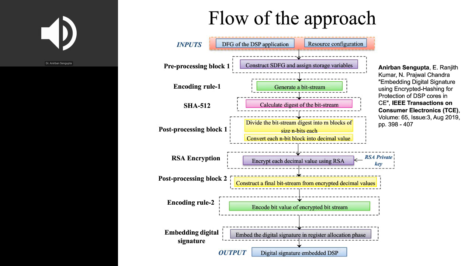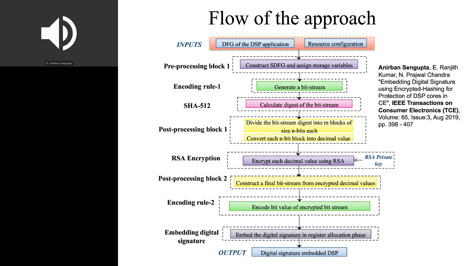Based on the output that we have got, we'll feed it into post-processing block 2, which will construct a final bit stream from the individual encrypted decimal values by concatenating them. And then in encoding rule 2, we'll encode each of these bit values to produce a final hardware security constraint that gets implanted as a digital signature into the DSP design.